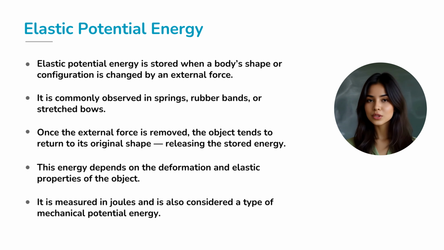As soon as the external force is removed, these objects try to return to their original shape. In doing so, the stored energy gets released, often in the form of motion or vibration. The amount of elastic potential energy depends on how much the object is deformed and on its elastic properties, such as stiffness and flexibility. This energy, like other forms of potential energy, is measured in joules and is considered a specific type of mechanical potential energy.